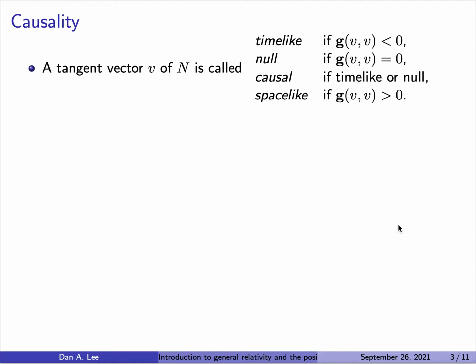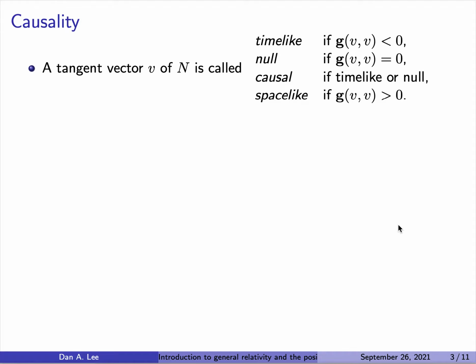Okay, since there are different kinds of vectors in a tangent space here, we want to distinguish them. A tangent vector of the spacetime N is called timelike if g(V,V) is negative. It's null if g(V,V) is 0. In either of those cases, we call them causal, for reasons I'll mention in a minute. And it's spacelike if g(V,V) is positive. Spacelike, positive g, is the situation we're most used to. Now we have to include the possibility of timelike.